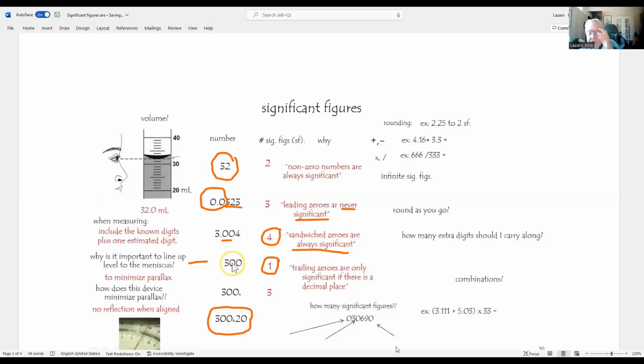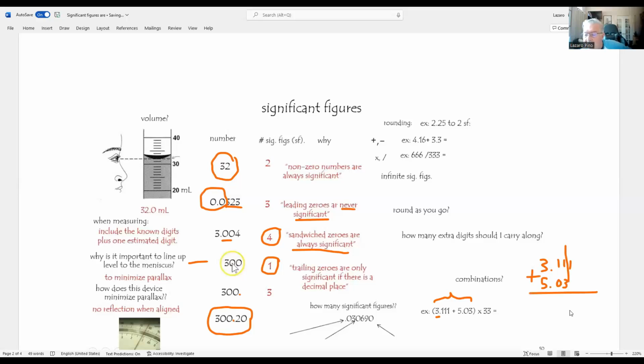If you are going to do an operation, look at this one. You first have to do this operation, yeah? Because it's in two parentheses. Then you say 3.111, 5.03 is an addition. Then what do you do?